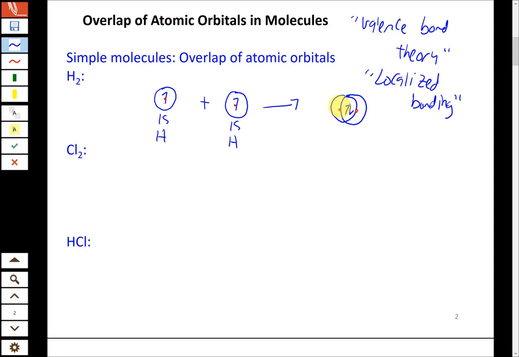Now, if we go to other diatomic molecules like Cl2, when orbitals overlap to form bonds, we've already talked about this in the context of Lewis structures, it's going to be the valence electrons that are involved.